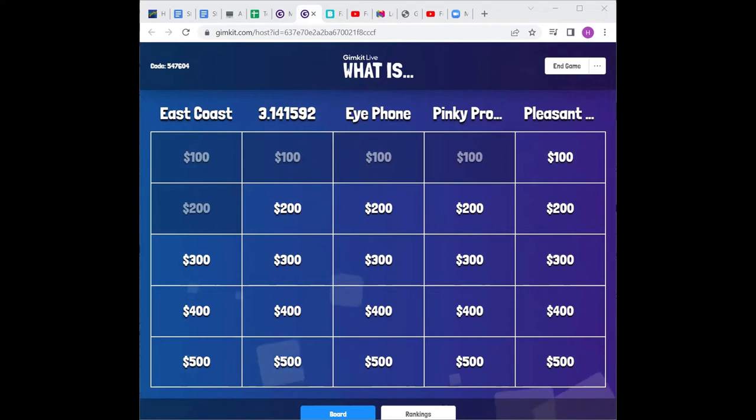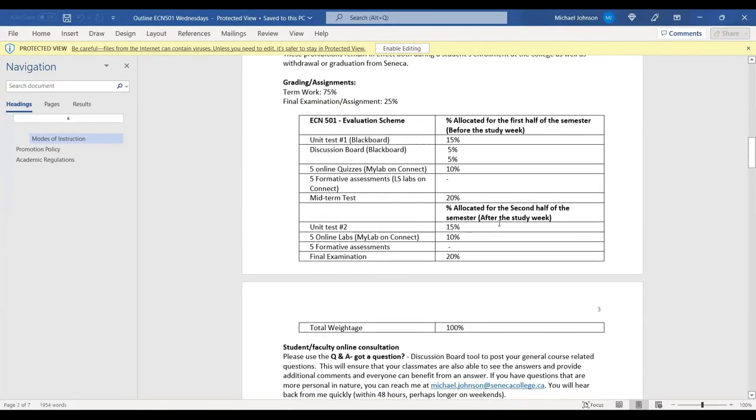I'm grading everything that's on there, and I'll bring up the weighting. So I'm going to share my screen here. I just need a little bit to explain about that. So the grading: everything is graded on Connect. The Connect stuff is 20% total. So all the homework on Connect is graded. It's 20%, and then unit test 2 is 15%. Final exam is 20%. But I'll pull up the Connect stuff here.